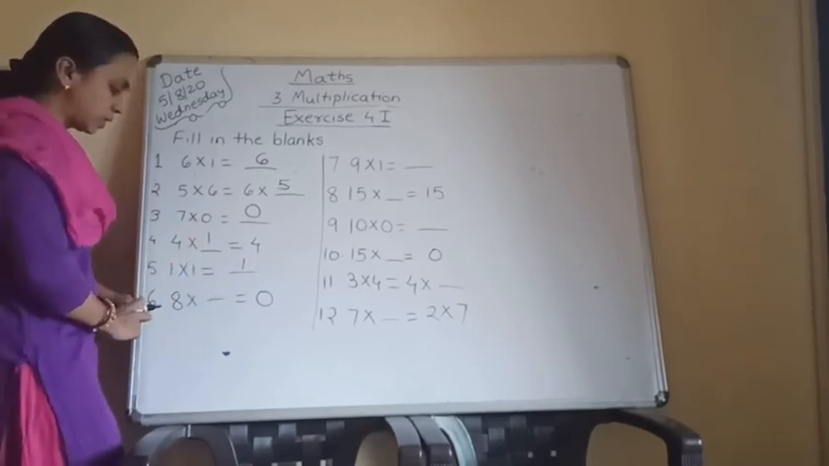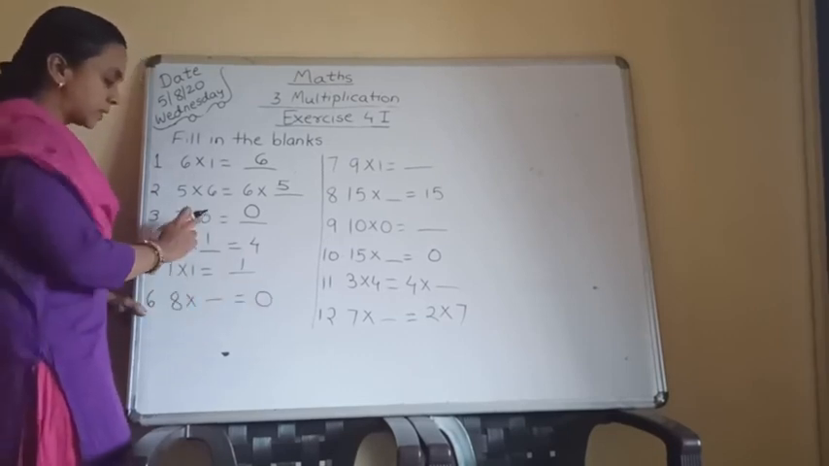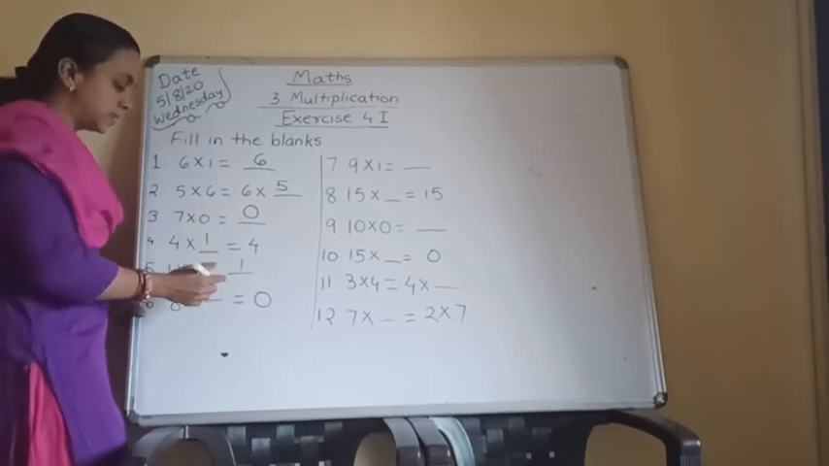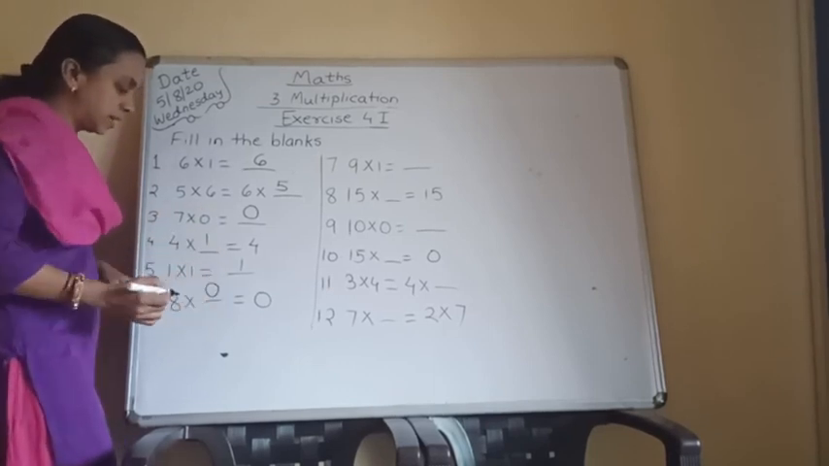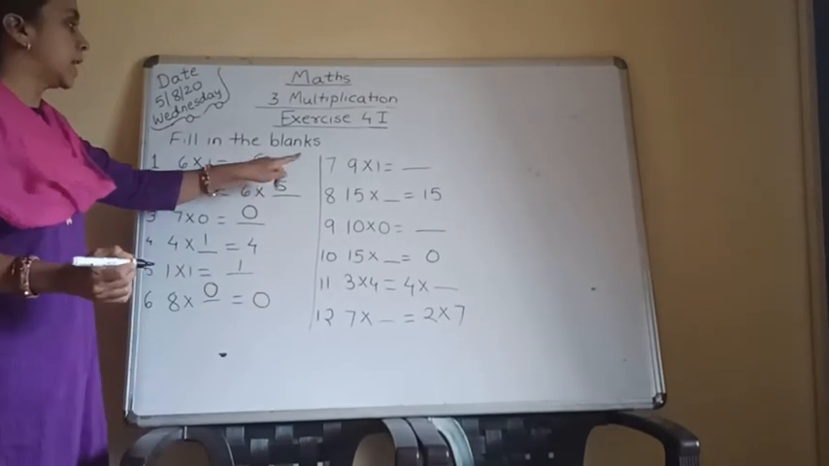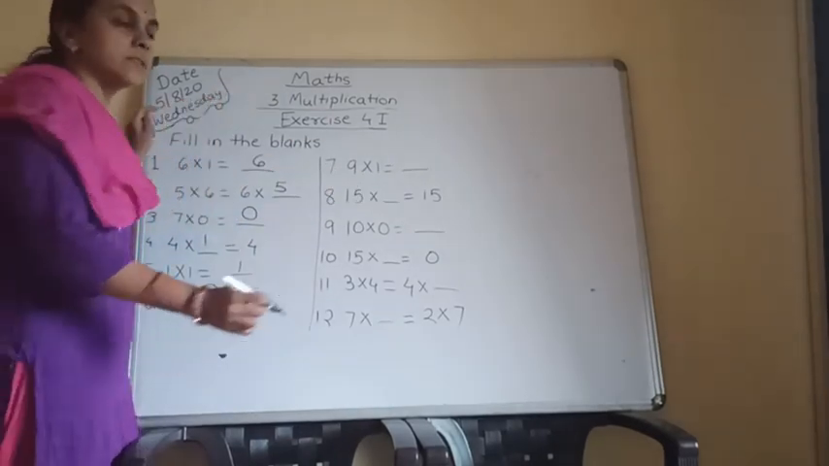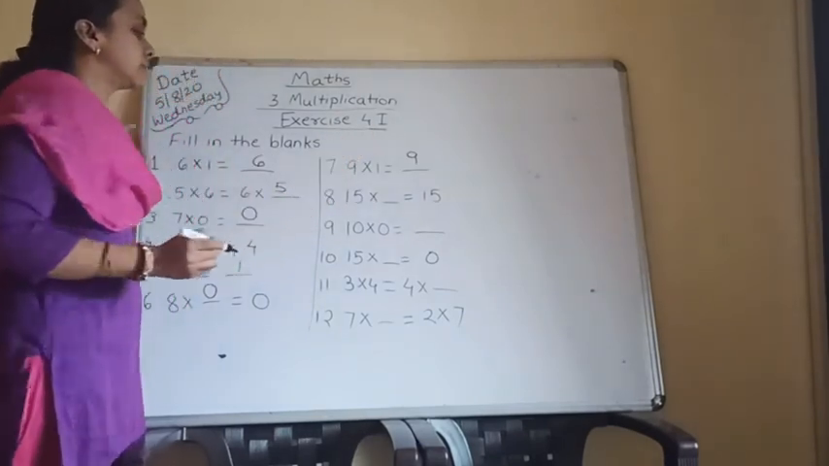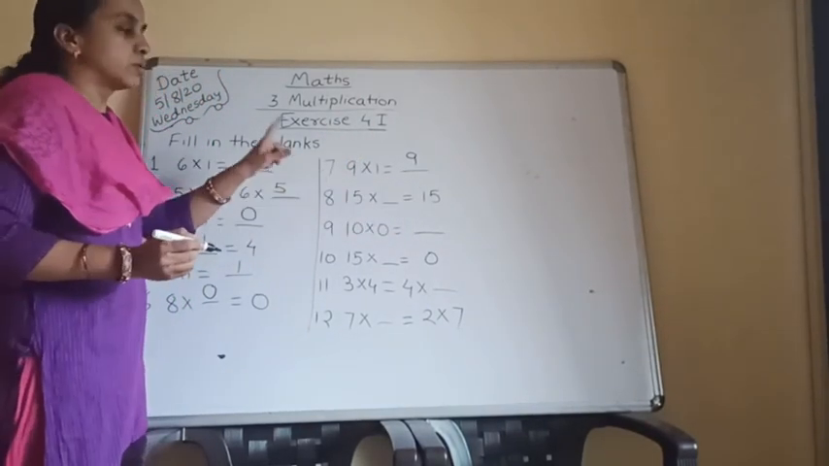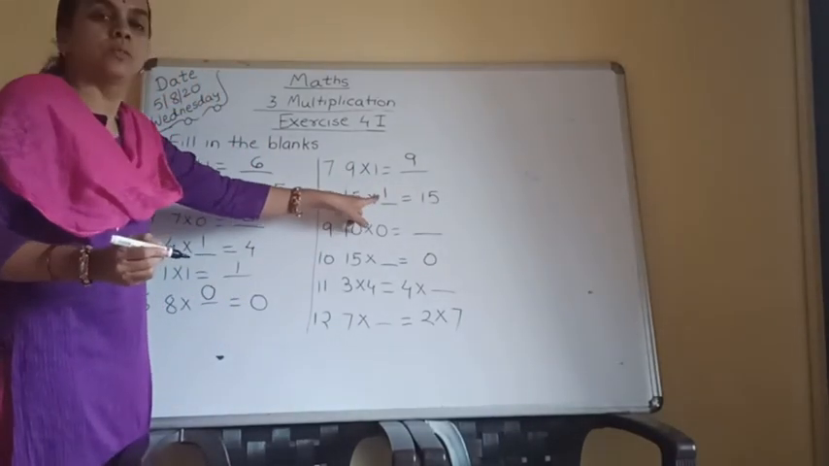Now see sixth question. 8 multiplied by dash equal to 0. Yes, I told you. Any number multiplied by 0, answer is 0. So we have to write here 0. 8 multiplied by 0 equal to 0. Now see seventh question. 9 multiplied by 1. 9 1s are 9. 15 multiplied by dash equal to 15. So 15 1s are 15. So write down here 1.